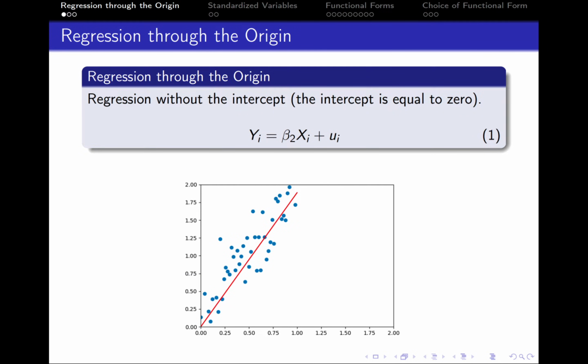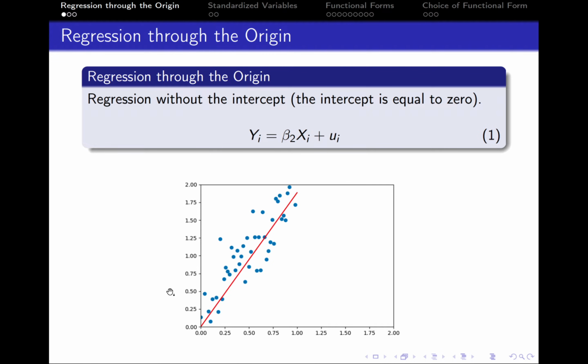So regression through the origin. This is very simple regression. This is the regression without the intercept. So in this model, the intercept is equal to 0. And equation number 1, this is an example of such a regression. So as you can see, y is just a function of x. There is no beta 1, there is only a slope coefficient beta 2.